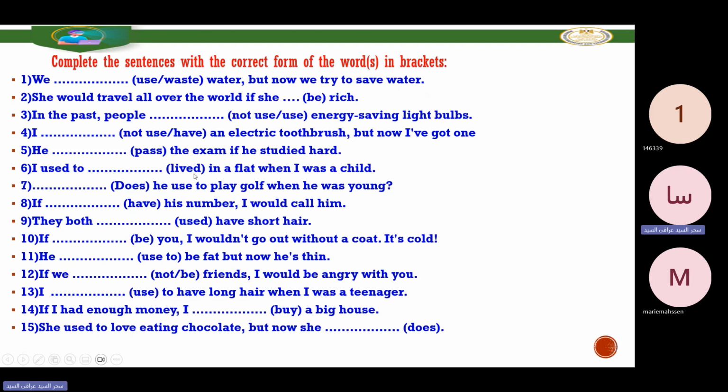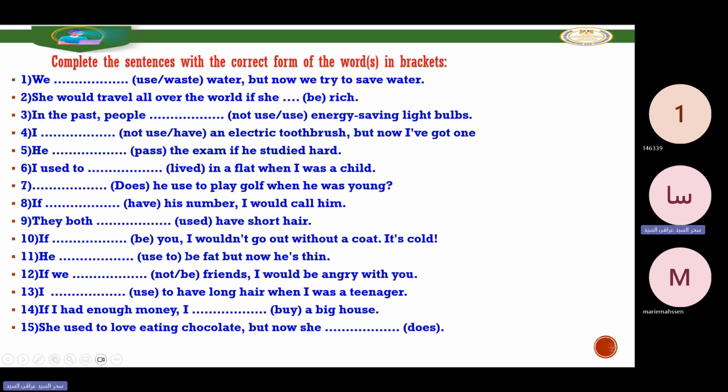I used to live in a flat when I was a child. Number 7. Does he used to play golf when he was young? Number 8. If have his number, I would call him. They both use the have short hair. Number 10. If be you, I wouldn't go out without a coat. It's cold. 11. He used to be fat, but now he's thin.